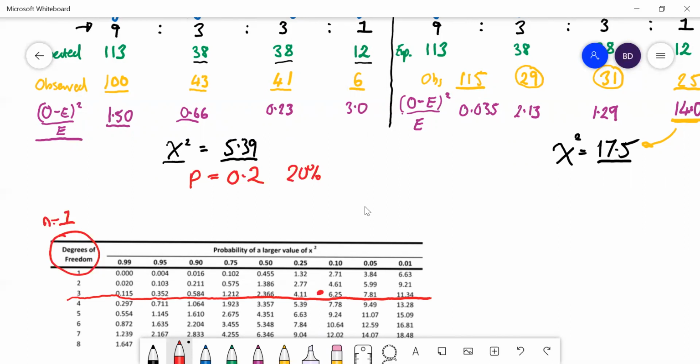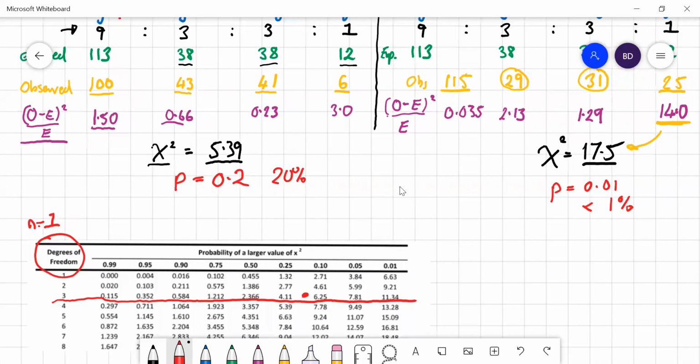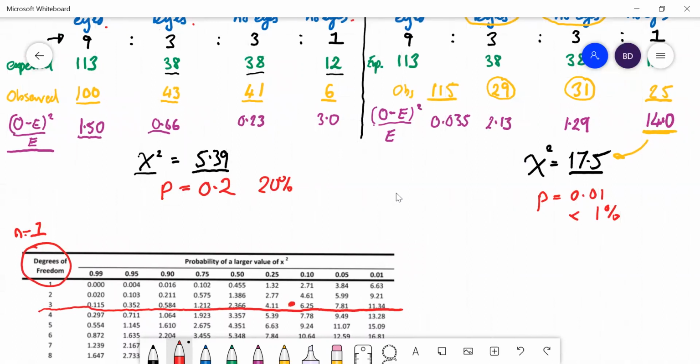Here, well, 17.5, that is, the probability is less than 0.01. So it's less than 1%. So if you did that experiment, that cross, 100 times, you would not even expect to get results that far off. Even once in 100 times would be less than 1. So we can safely say that the null hypothesis is incorrect there. There is a significant difference between the observed and the expected.